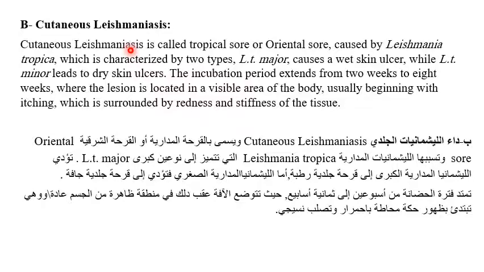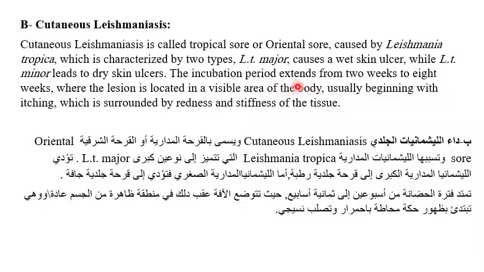But the cutaneous leishmaniasis is called tropical sore or oriental sore, caused by Leishmania tropica, which is characterized by two types. Leishmania tropica major causes a wet skin ulcer, while Leishmania tropica minor leads to dry skin ulcers.